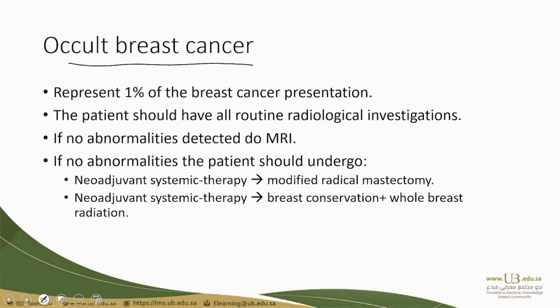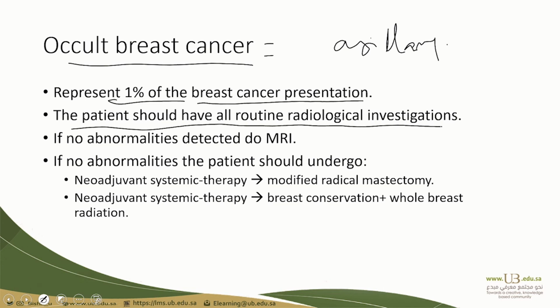Occult breast cancer means that I have an axillary lymph node while I cannot find any primary tumor. It represents actually 1% of breast cancer. The patient should have all routine radiological investigations, including ultrasound and mammogram. If you cannot detect anything, you can do MRI, or you can go further with PET scan and other types of radiology. There are new radiological assessment methods.